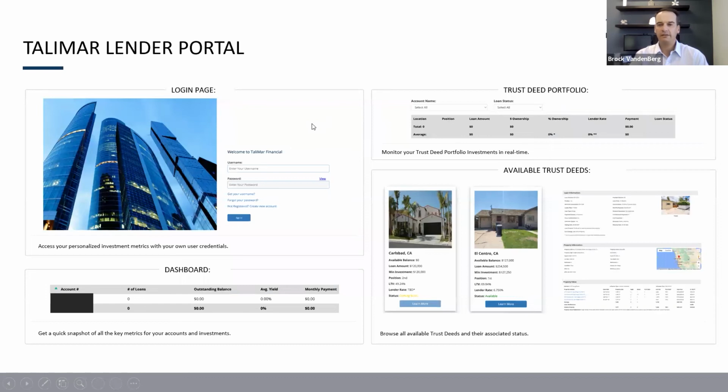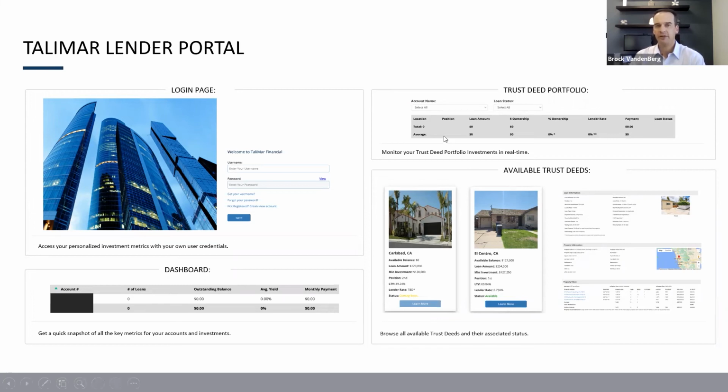Now, one of the advantages of working with TaliMar Financial is a lender portal that we have designed ourselves. The lender portal allows investors to log in and not only view and invest in the trust deeds we offer, but to view the mortgage fund.